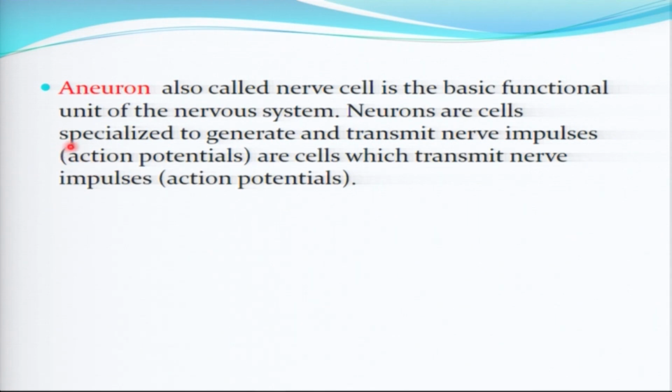So those are nerve cells. Neurons are cells specialized to generate and transmit nerve impulse, as I have said. They are the ones that transmit the nerve impulse. This nerve impulse is also called action potential. It is also called the message. So you can ask what message is going to be carried.